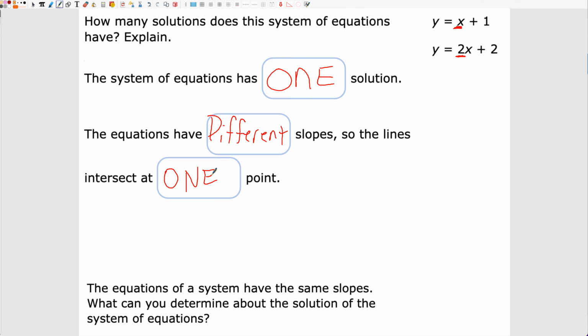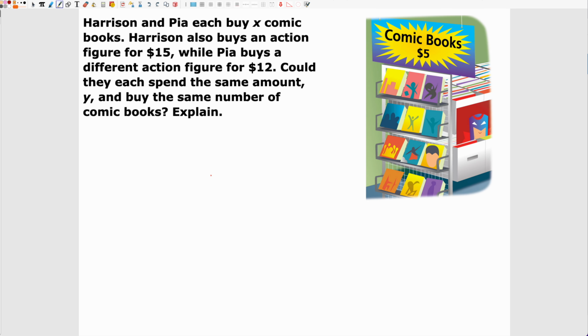Here they give us a new scenario. The equations of a system have the same slope. If they have the same slope, what's going to happen? They could have infinite solutions if they have the same y-intercept, because that would mean same slope and they're on the same path. What if they have different y-intercepts? No solution, because they're parallel, right? Does that make sense? So we're looking for one of 3 scenarios. Different slope, one solution. Same slope, same y-intercept, infinite solutions. Same slope, different y-intercept, no solution. We're going to be looking for that as we move forward with these problems.